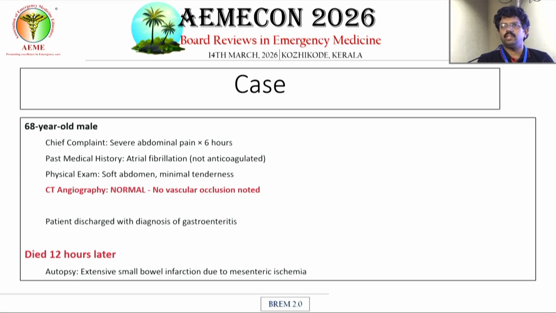So he thought, okay, there is no vascular occlusion. We can discharge the patient as the pain has also settled a bit, with a diagnosis of gastroenteritis. But after 12 hours, toward the end of his shift, the patient came brought dead. And the autopsy finding was extensive small bowel infarction due to mesenteric ischemia. So what must have been done to save this elderly male?